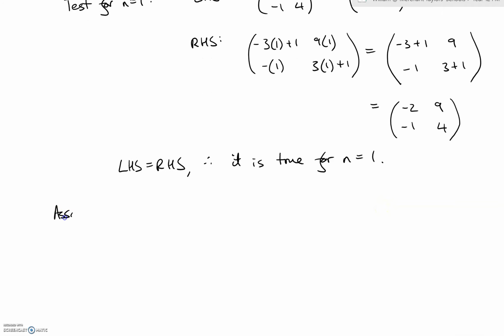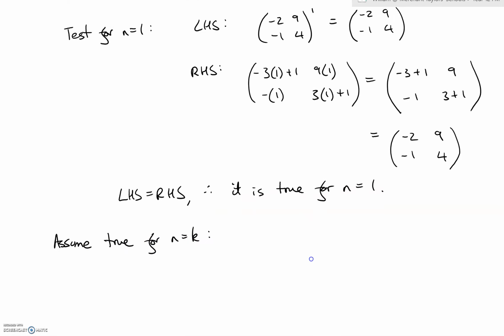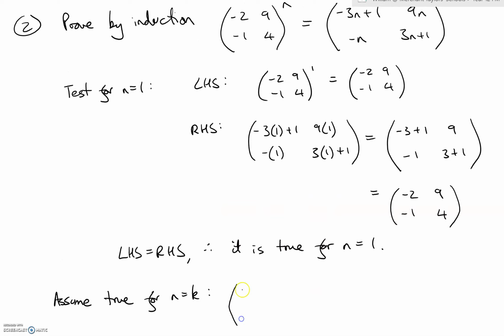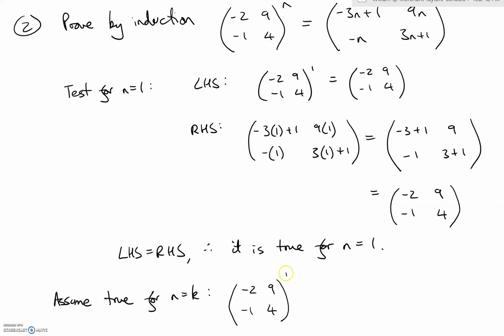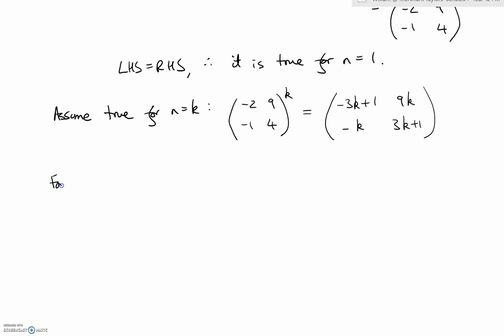Next bit, we assume true for n equals k. So that means our matrix at the top, minus 2, 9, minus 1, 4. We assume it's true for n equals k, so we replace the n by k. We assume that this is equal to, and again, we replace the n by a k on this side. And then we look at n equals k plus 1. So our matrix on the left, we're trying to prove it for this, the power of k plus 1.